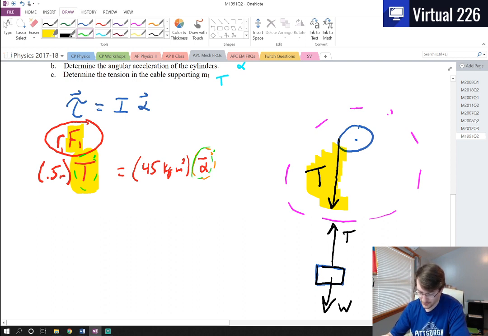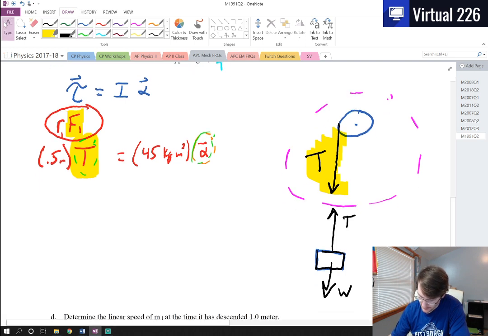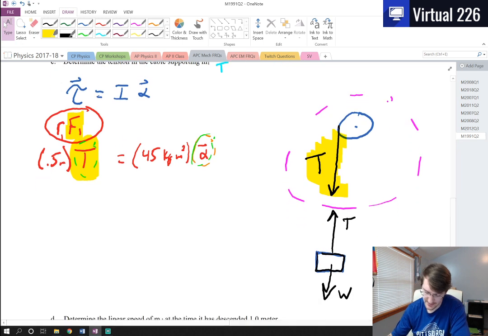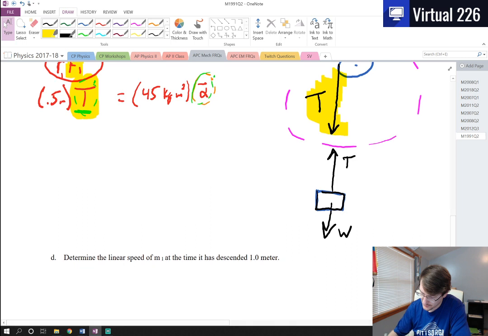Which means let's look at part C. In part C, we're looking for the tension in the supporting cable. And if I get the tension in the supporting cable, I can plug it back in. So now let's go down and look at the cable scenario.